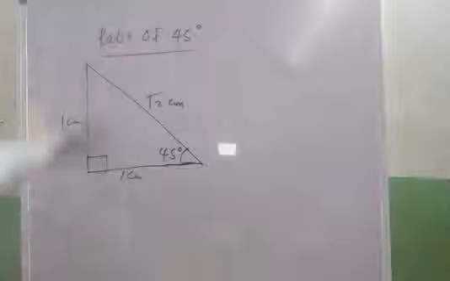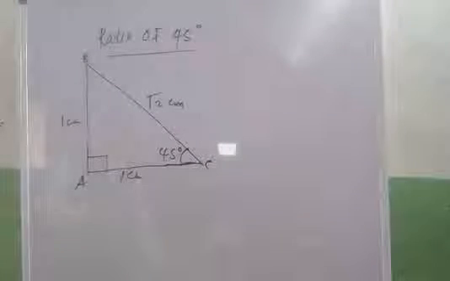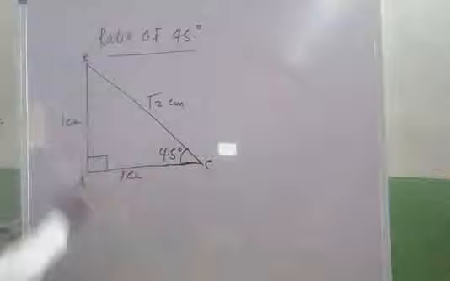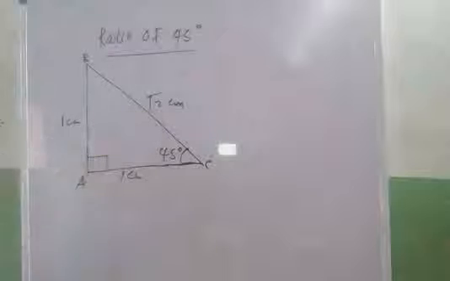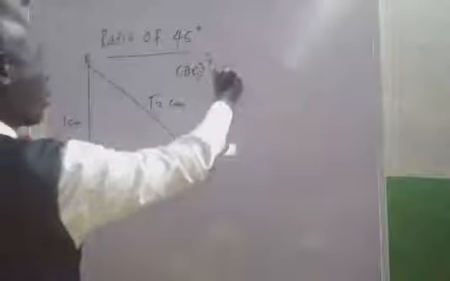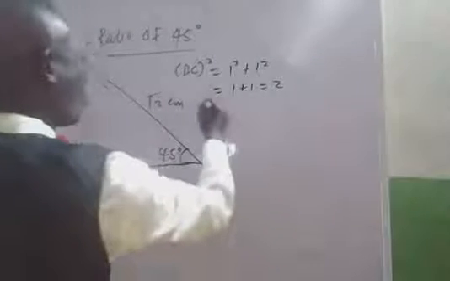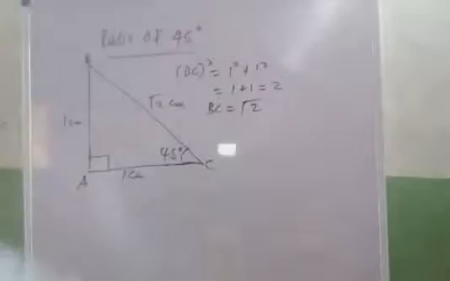Now this is the ratio of 45 degrees. This triangle ABC. Now if here is 45, here is 45, this line will be equal to this line. So here is 1 centimeter, here 1 centimeter. By Pythagoras theorem, to get the value of BC square, that will be equal to 1 square plus 1 square, which is 1 plus 1, which is 2. So BC will be equal to the square root of what? 2. That is how we get square root of 2 here.